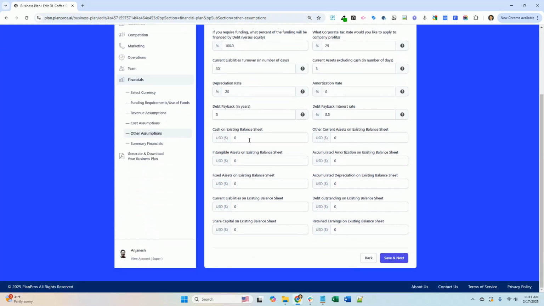And if you have an existing business, you'll have information like cash on your balance sheet. And these are all existing information from your existing financials. But for most of you, if you're starting a new business, these stay at zero. So now we click Save and Next.